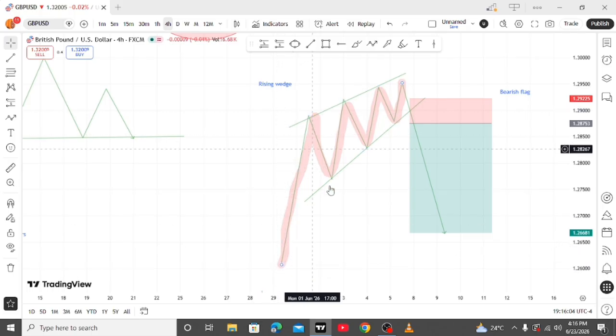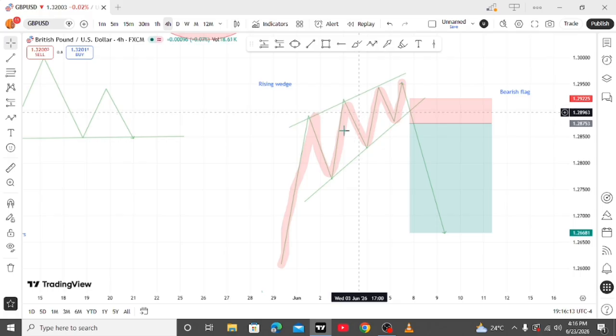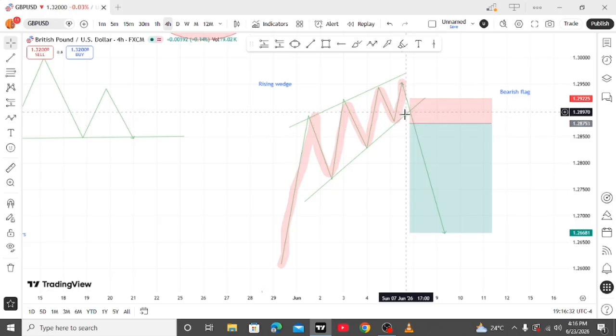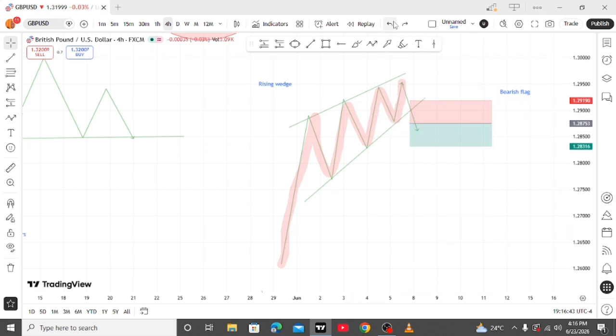Market goes up, goes down, goes up again, goes down, goes up, goes down, trying to squeeze out of a little channel or something, and then the market breaks our trend line, and then this is where we enter the short position, take profit to the downside, and we expect the market to go down to our take profit. So this is how the rising wedge works.